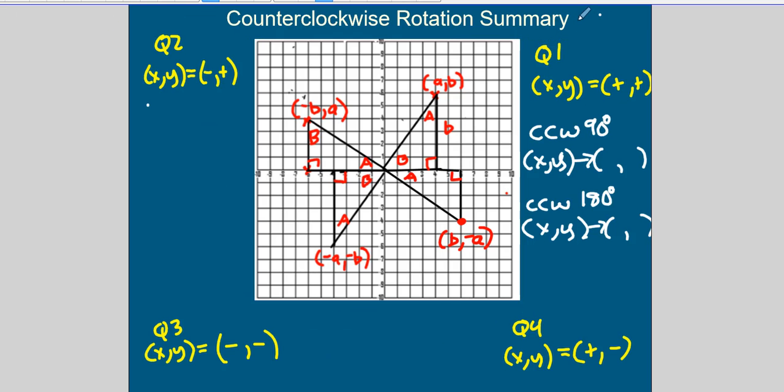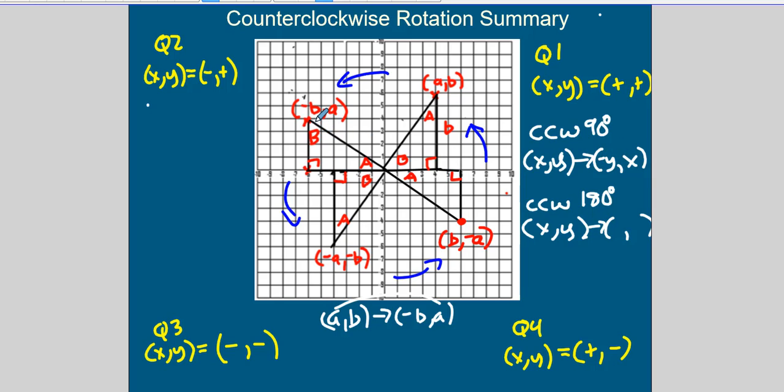So let's do a counterclockwise rotation summary. Counterclockwise rotations are going this way, the opposite of the way a clock runs. So I'm looking this way. Let's just take A, B again to negative B, A. So again the x coordinate gets moved to the y position, and then the y coordinate gets moved to the x position. You take the negative of it, and this is true all the way around.